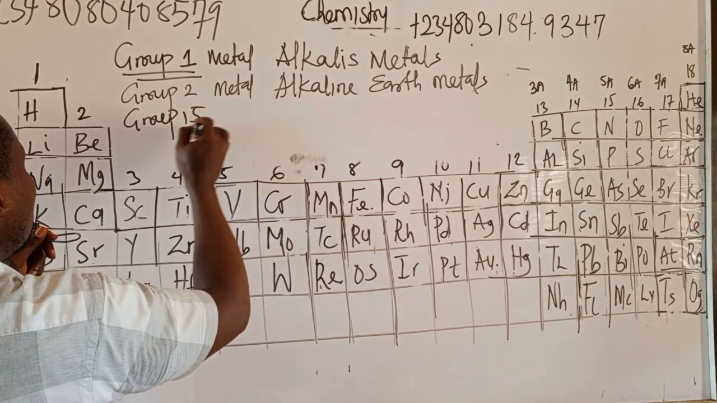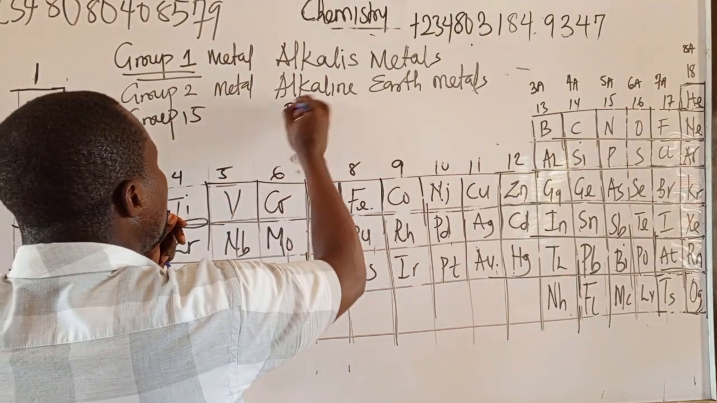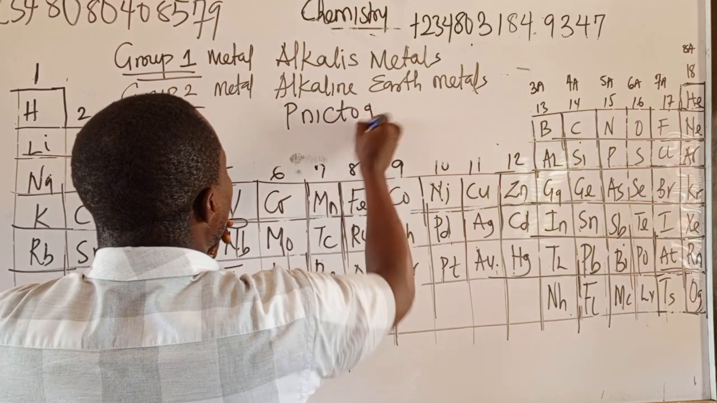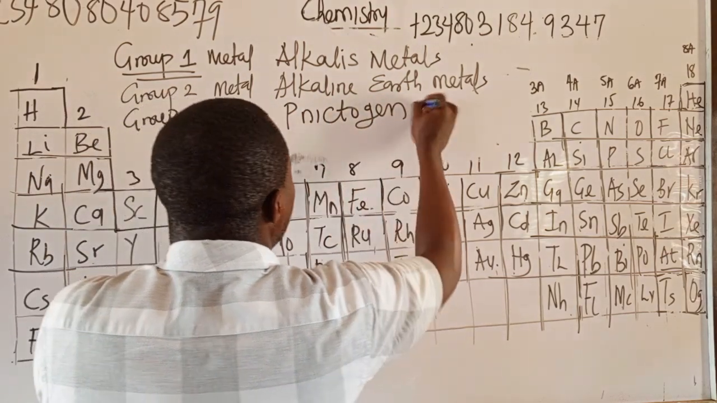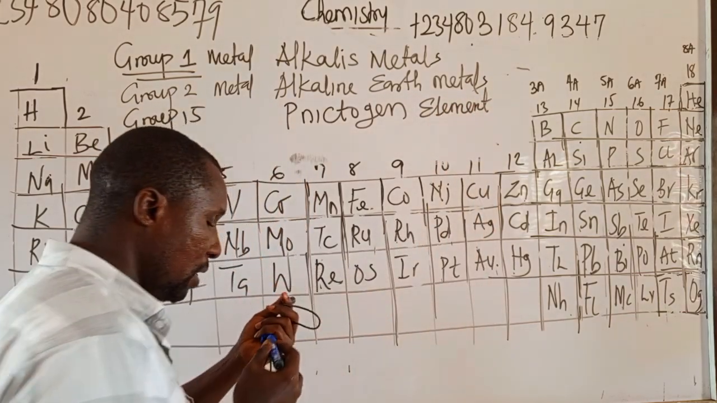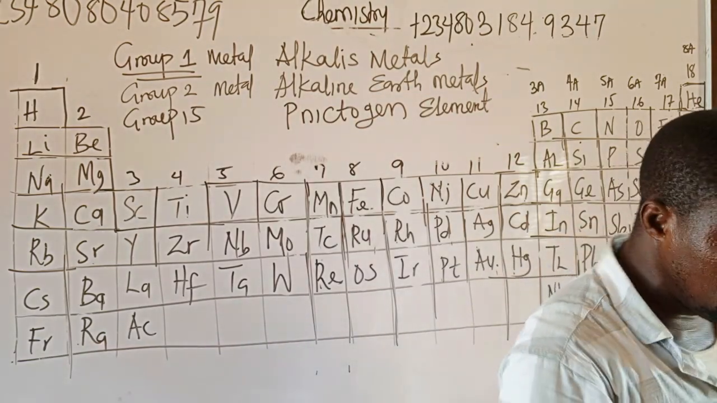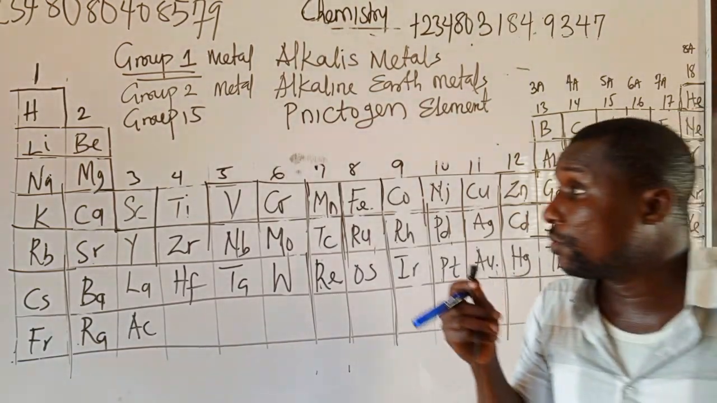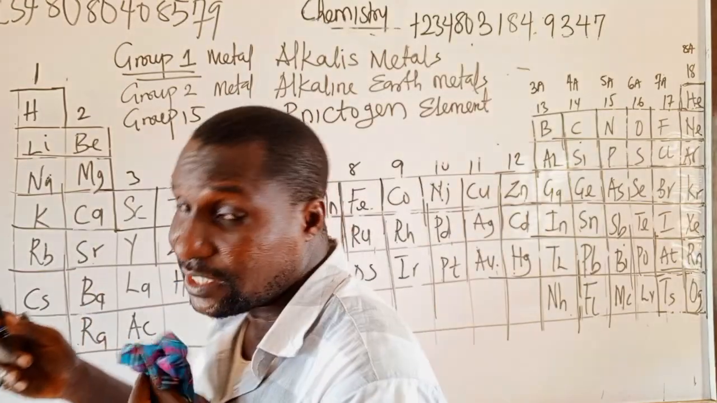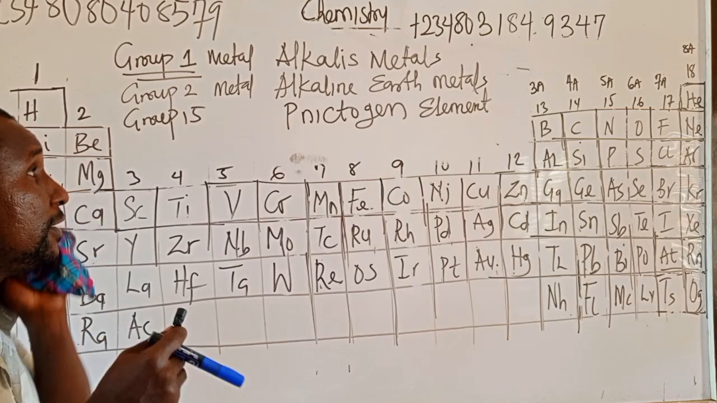Group 15, that is group 5A. They are called pnictogen elements. Take note of that. Group 15 or group 5A are called pnictogen elements. That is their trivial name.